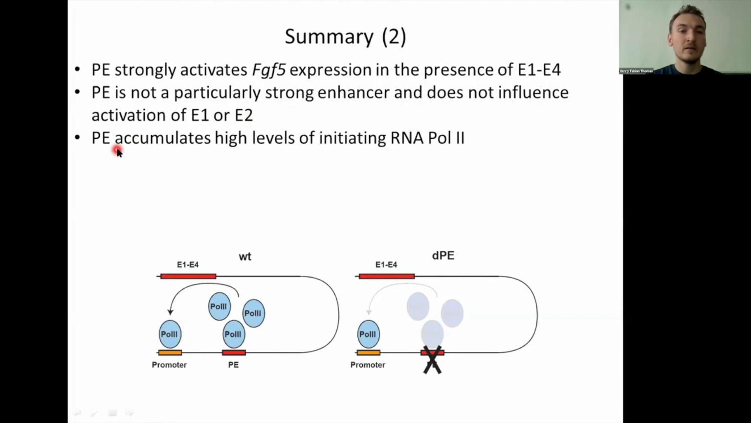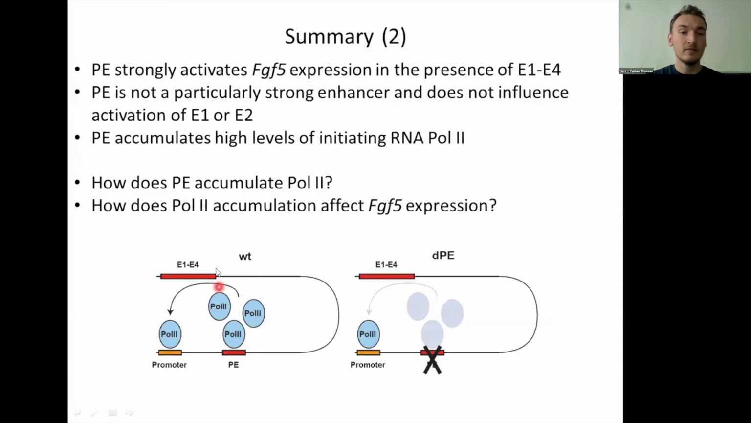And I showed you that PE accumulates high levels of initiating RNA polymerase, and that we think that this contributes to Fgf5 expression. Of course, there remain many open questions. One of them is why PE accumulates such high levels of RNA polymerase. This might be a sequence intrinsic feature, so PE might be bound by certain transcription factors that just bring along a lot of polymerase. However, very preliminary results that we have suggest that the distance to the promoter might also play a role, so that having an enhancer with open chromatin close to the promoter with its high level of RNA polymerase might be sufficient for an accumulation of RNA polymerase.